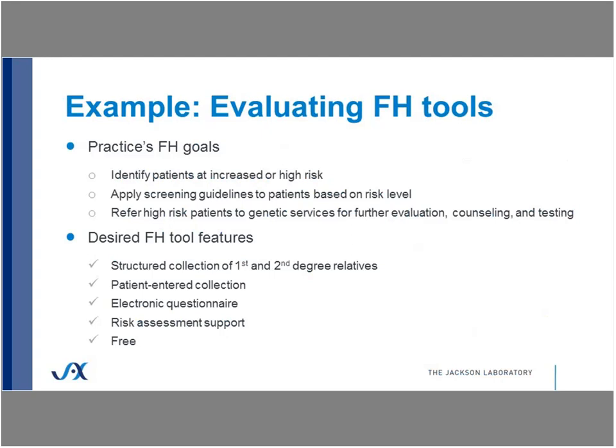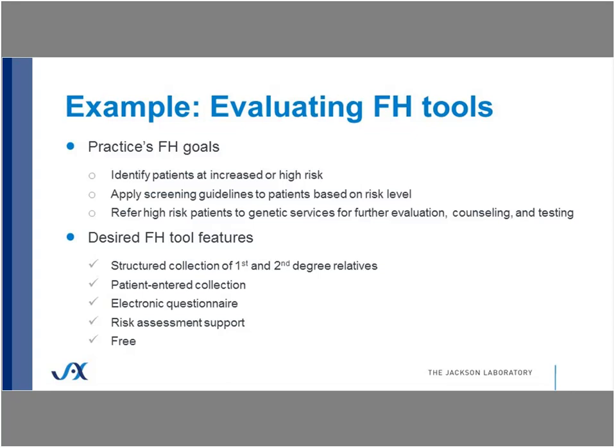For the practices that don't have that functionality right now, they often need to look to external family history tools to aid in family history collection and/or risk assessment. And there are dozens of family history tools available with different design and functionality. No one tool is exactly the same, and of course, that means that each of these tools has its own strengths and weaknesses. So the approach we've taken in the toolkit is to provide guidance on how to evaluate these numerous tools to identify the best fit for a given practice's needs. So let's talk through how this can work with an example.